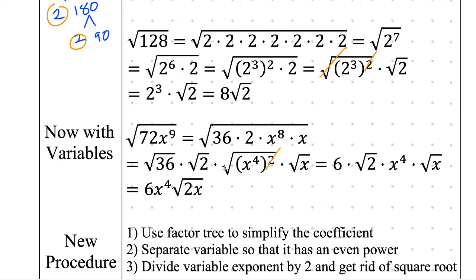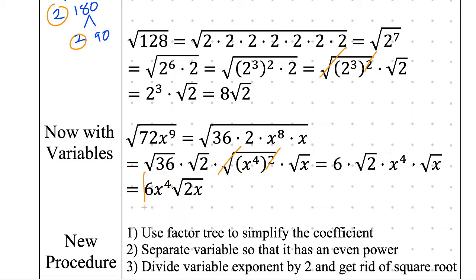Well, the 2 and the square root cancel each other out, and I'm left with just this x to the power of 4 over here. Then I rewrite that square root of x, and I write out my final answer. I'm going to group all of my square roots. I have a 2 and an x, so 2 times x is just 2x. That's under the radical symbol. And then I group all the non-radical. I have a 6 and x to the power of 4, so I'll write 6x to the power of 4.